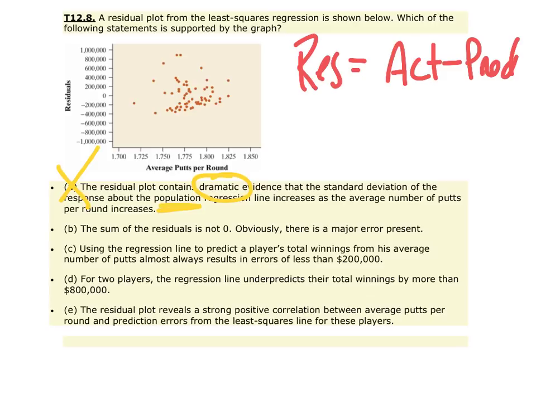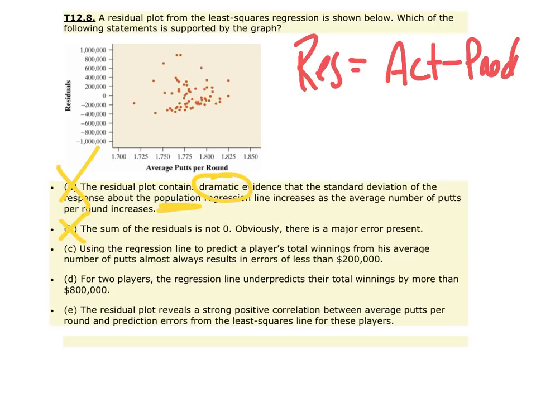Well, if you compute the residuals for your entire data set and you add them up, it comes back to zero, but it doesn't mean there's a major error present. That's how it's computed. It's doing the residuals or the error compared to the average. So when you add them up, the residuals are zero. This doesn't even make sense because there's not a major error. That's just how it works.